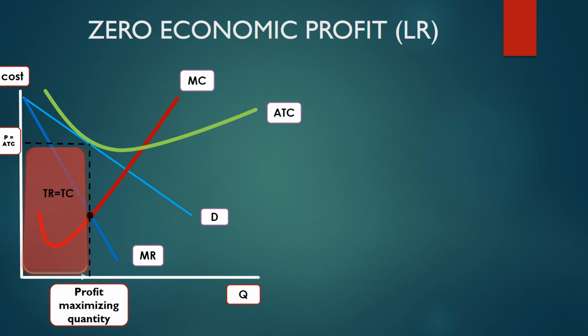Again, for the profit maximizing quantity, the point where marginal revenue intersects the marginal cost curve, you go up, hit the demand curve, and your average total cost is also lying there. So that makes your price and total cost, even total revenue, the same. This shaded red region depicts your TR, which is equal to total cost.